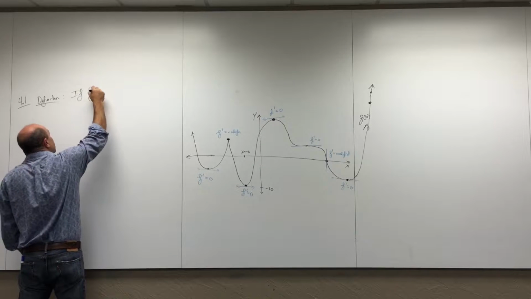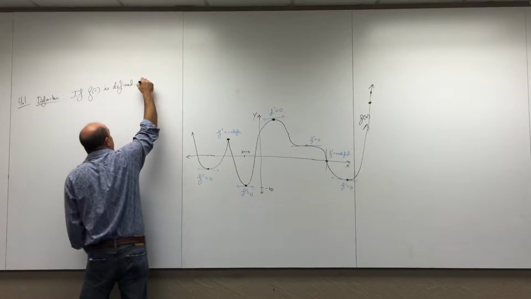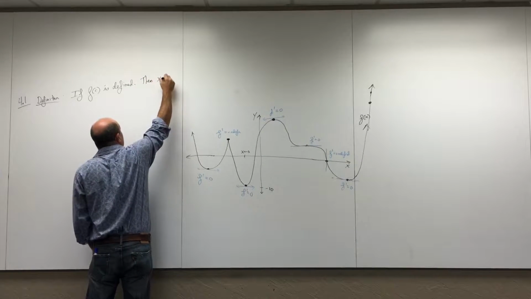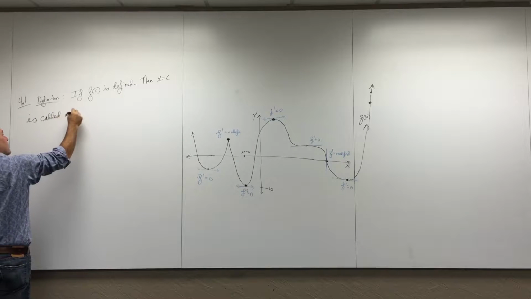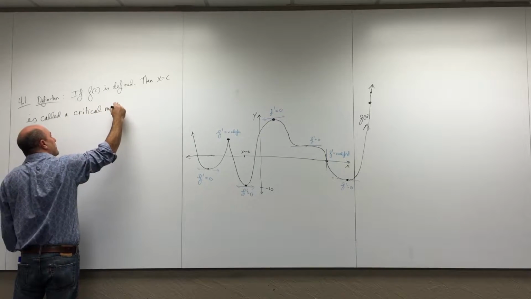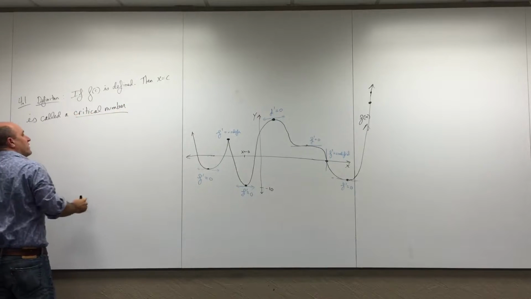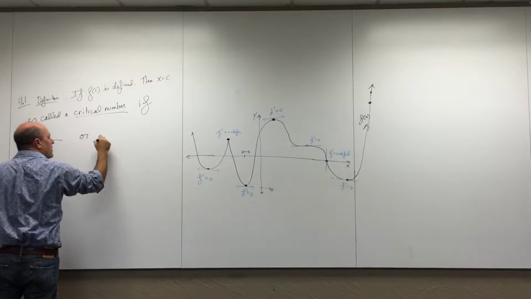If f of c is defined, then x equals c is called a critical number. I'm defining the word critical number. It's called a critical number if blank or blank.